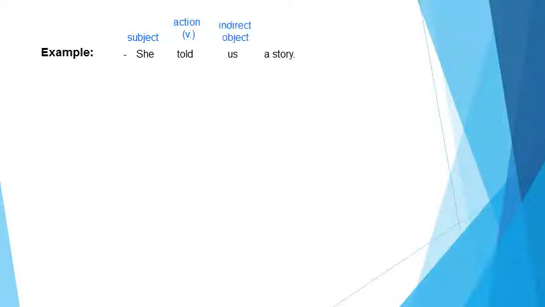Let's see some examples. She told us a story. She is the subject, told is an action verb, us is the indirect object, a story is the direct object. She told us a story is a meaningful sentence. But if we say she told us, and then we stop, this is a meaningless sentence.